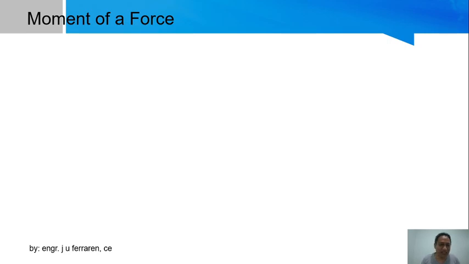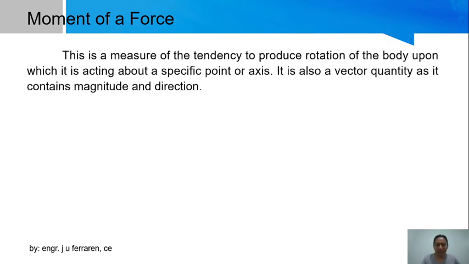So I'm here to discuss the moment of a force. Let us define the term. This is a measure of the tendency to produce rotation of the body upon which the force is acting about a specific point or axis. It is also a vector quantity, thus it contains magnitude and direction.